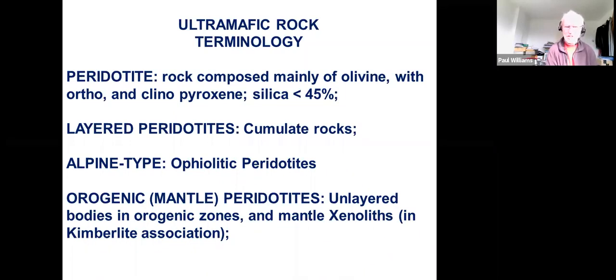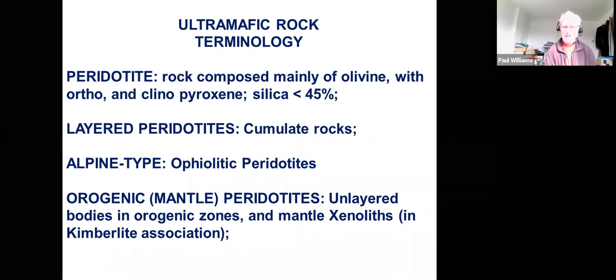So that's two types. We've also got this third category. This is the one that we're going to be concentrating on, what we call orogenic peridotites or mantle peridotites. And these are not layered, and we can't really relate them to any apparent ophiolitic genesis.